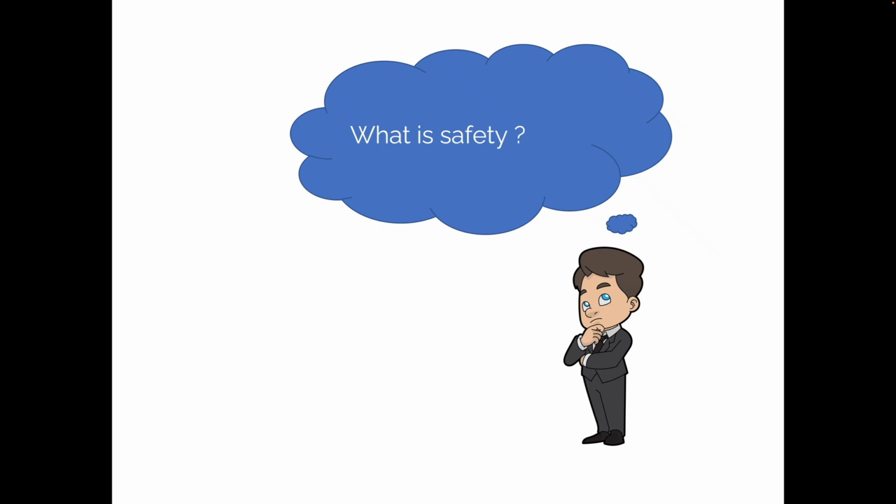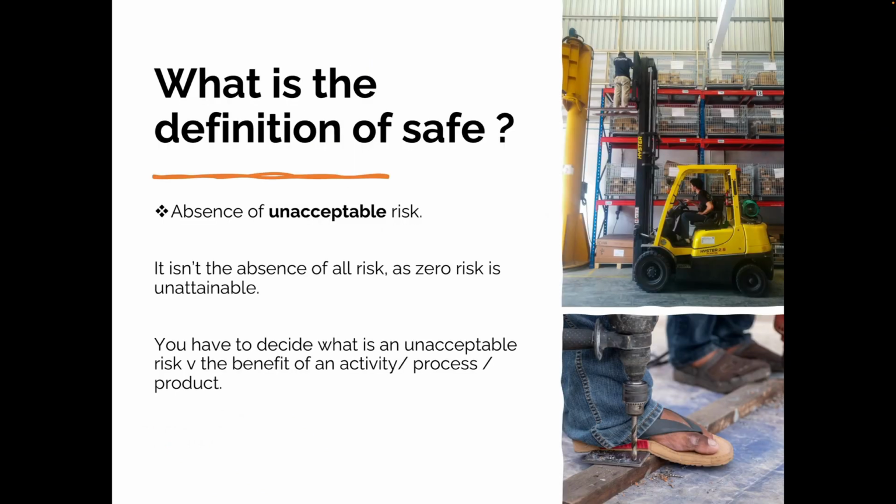So let's talk about risk management in terms of its potential to be used to achieve safety. Well, what do we mean by safety? What is the definition of safe? One generally accepted definition is the absence of unacceptable risk. It isn't the absence of all risk, as zero risk is completely unattainable, but basically the absence of unacceptable risk. And you have to decide what is unacceptable risk versus the benefit of the activity, the process or product you're doing.